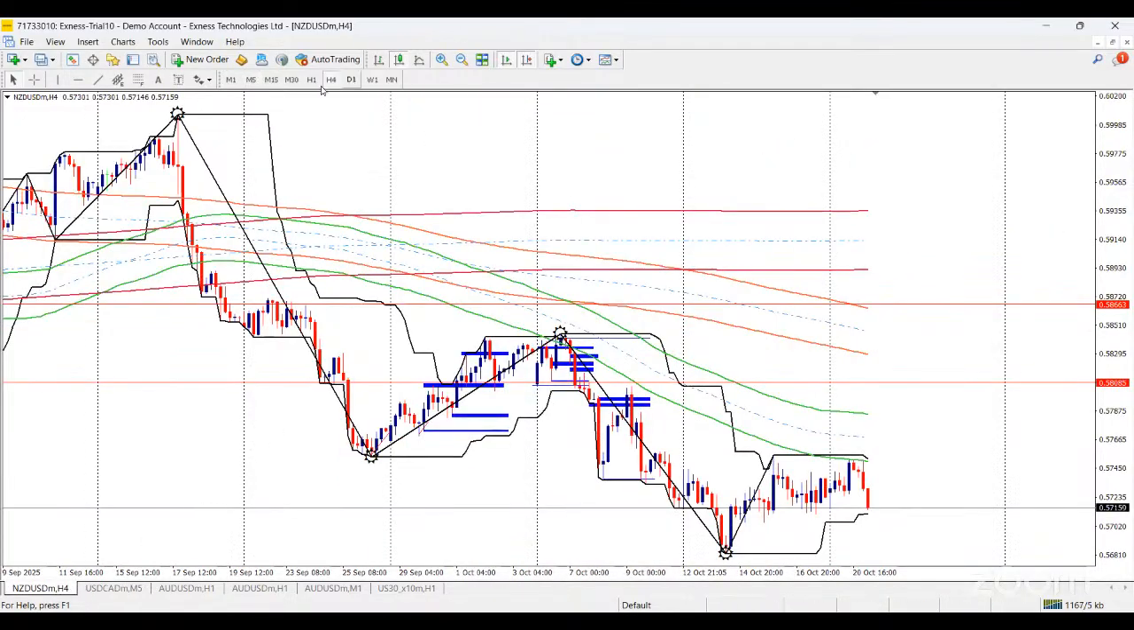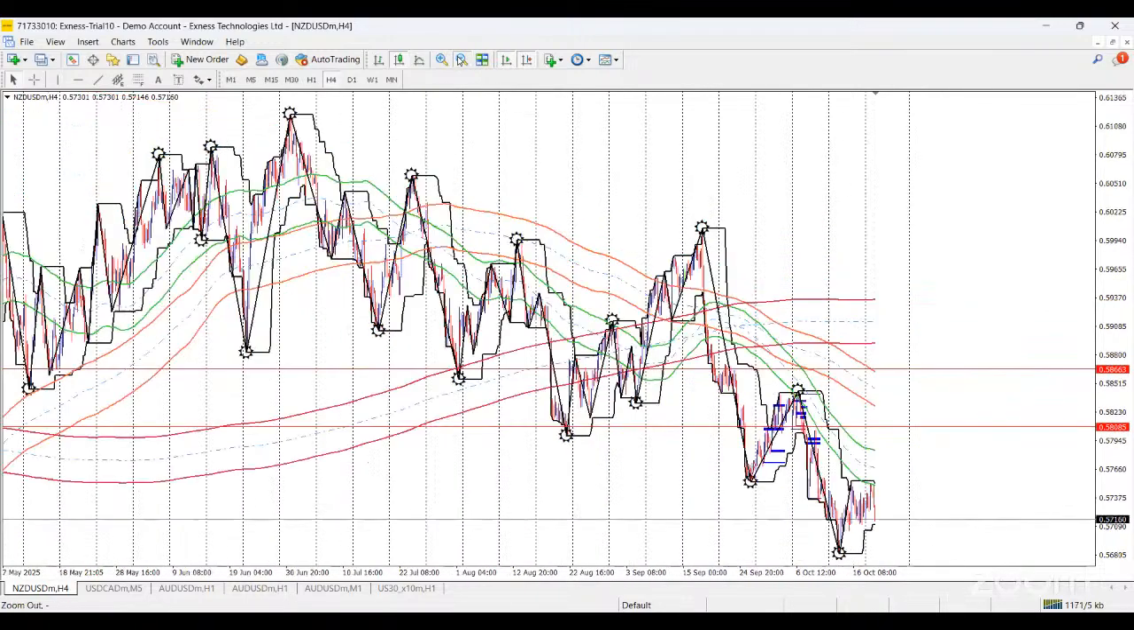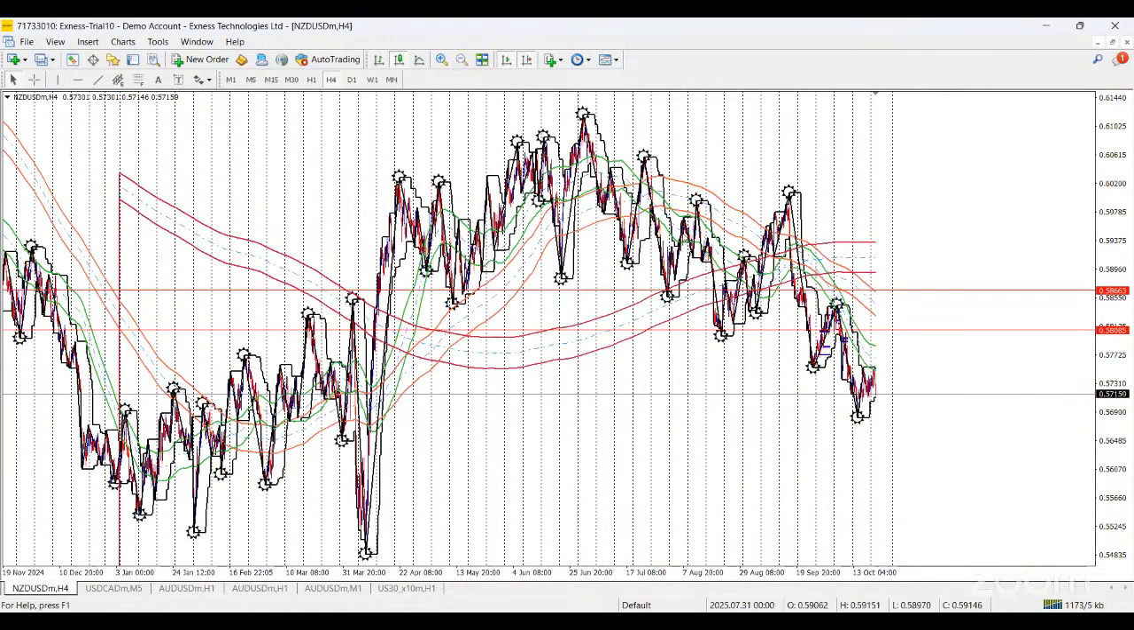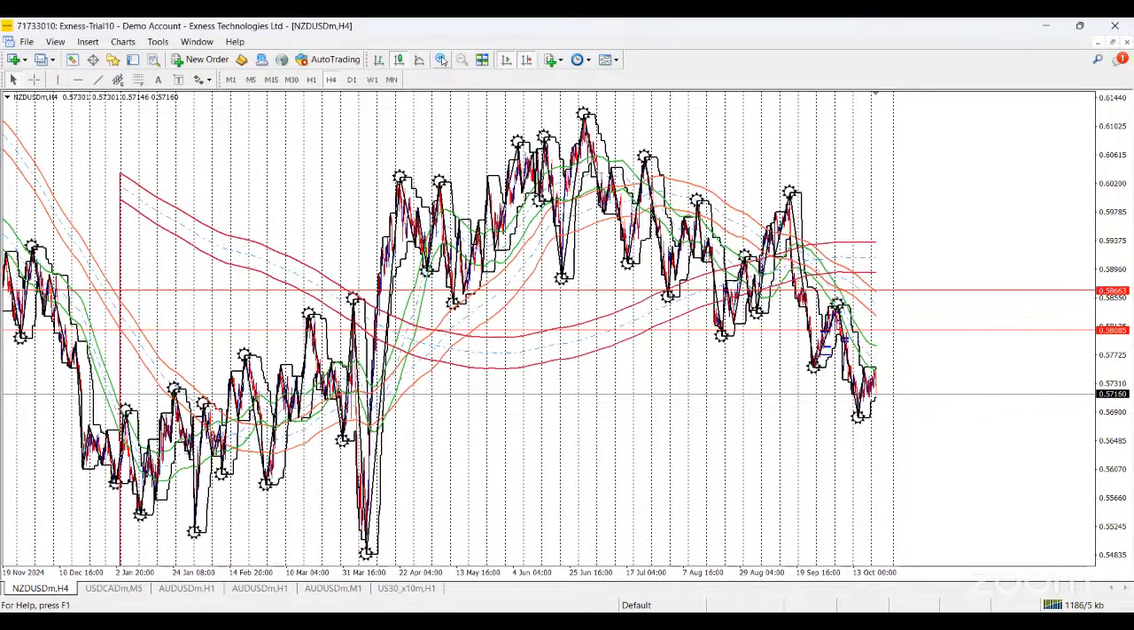NZDUSD, H4 time frame as well. 31st of March did this. However, all of this is too much for us to even say. This is now almost a predominantly sell market because it has violated several zones. Let's zoom in to see.